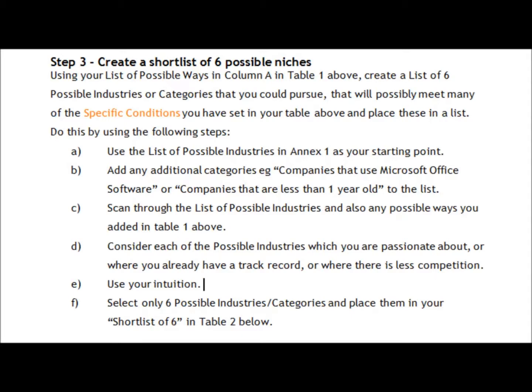6 possible industries, categories. I'm just going to refer to them as your short list of 6. These are 6 possible niches, as our American friends like to call them, niches. I always thought Nietzsche was a philosopher. Your 6 possible niches.